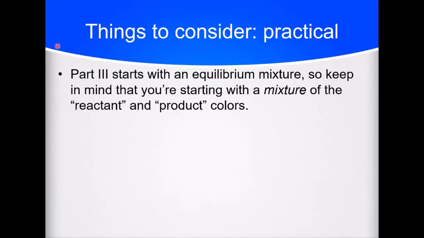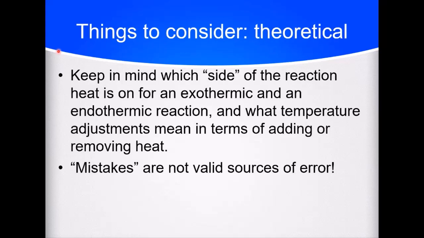Practically speaking, do make sure that in part three you understand that you're starting with an equilibrium mixture of the pink and the blue. So it will look somewhere in the middle at the beginning, and you'll shift it further to the left or further to the right, depending on how much is present at equilibrium in the starting mixture. Keep in mind in part three also, what side of the reaction heat is on, and what that means when you raise or lower the temperature.